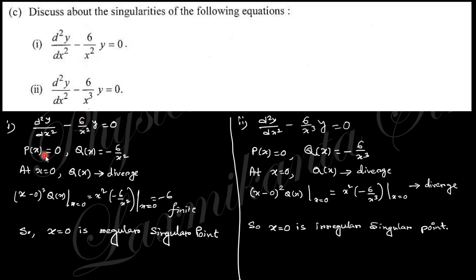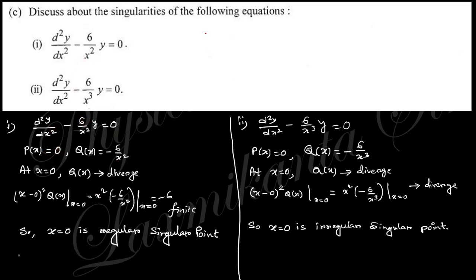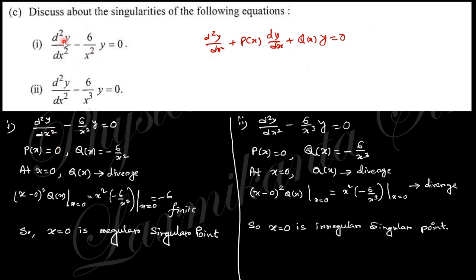Next question says, discuss the singularities of the following equation. So in the first question, the general form of this differential equation is d2y/dx square plus p of x dy/dx plus q of x times y equals 0. Comparing with this general equation, you can see p of x is 0 here and q of x is -6 by x square. So at x equals 0, this q of x diverges.